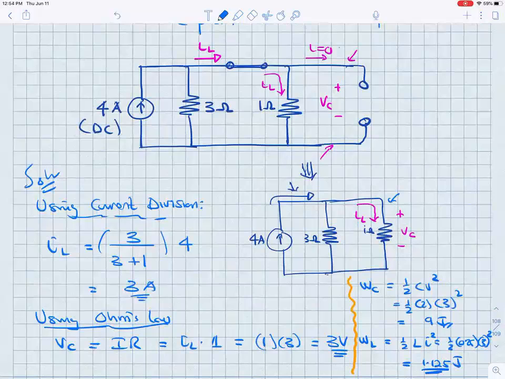Any questions, comments on this particular problem? Sounds good? Okay, good. So no comments.